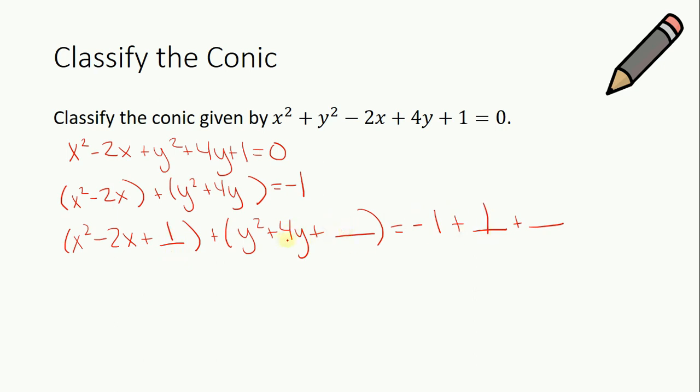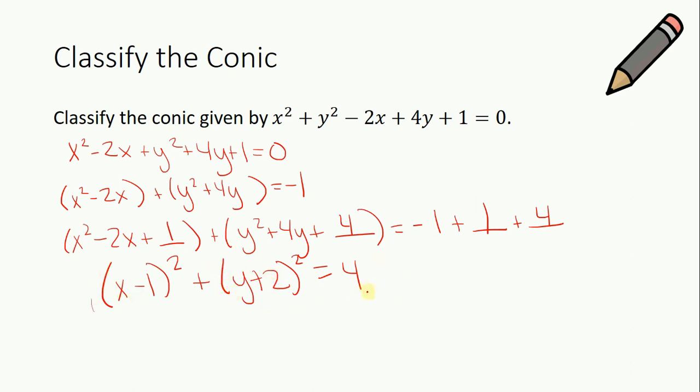Y would be 4 divided by 2, squared, which is 4. There we go. Completing the square over here, x squared minus 2x plus 1 is x minus 1 squared, I think, because numbers that multiply to give you 1 but add together to give you negative 2. Yeah, it's negative 1. Plus, numbers that multiply to give us 4 but add together to give us 4. That would be 2. So that would be y plus 2 squared equals, and on this side I get 4.